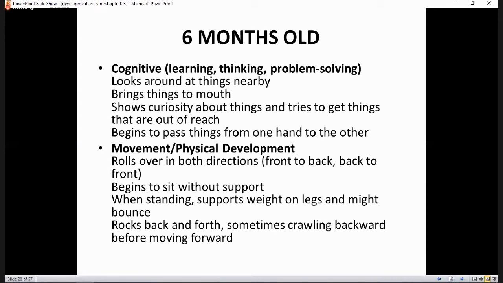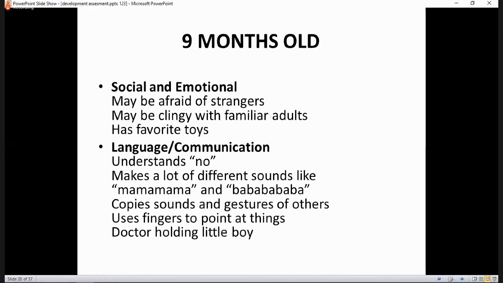In movement, rolls over in both directions, from front to back and back to front. Begins to sit without support. When standing, supports weight on legs and might bounce. Rocks back and forth, sometimes crawling backward before moving forward. So all this can happen in a 6-month-old child.